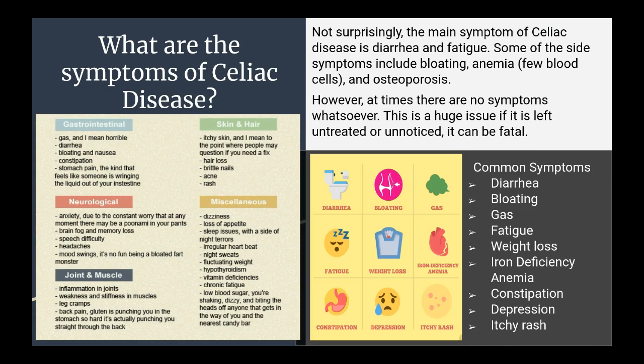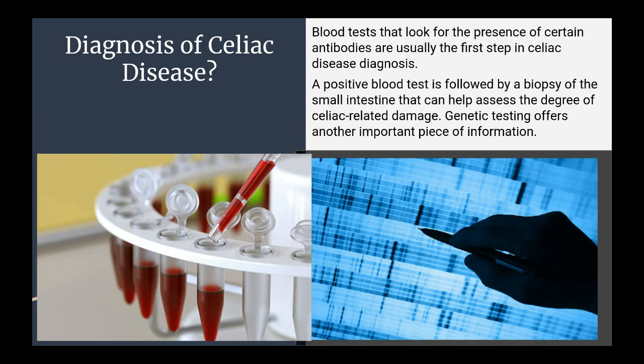What are the symptoms? Not surprisingly, the main symptom of celiac disease is diarrhea and fatigue. Some of the side symptoms include bloating, anemia, and osteoporosis. However, at times there are no symptoms whatsoever. This is a huge issue if it is left untreated or unnoticed. It can be fatal.